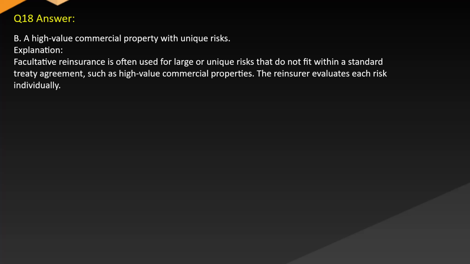Answer B. A high-value commercial property with unique risks. Explanation. Facultative reinsurance is often used for large or unique risks that do not fit within a standard treaty agreement, such as high-value commercial properties. The reinsurer evaluates each risk individually.